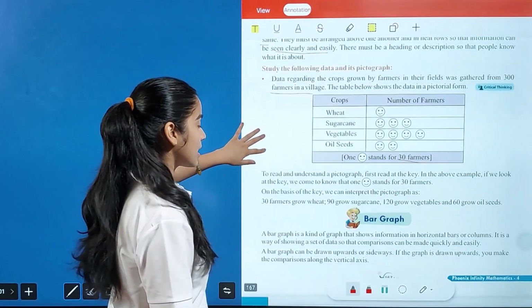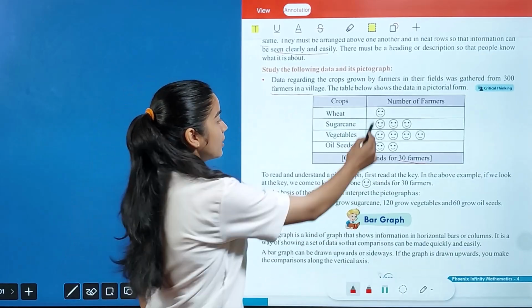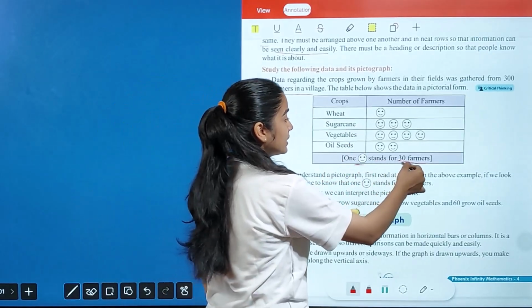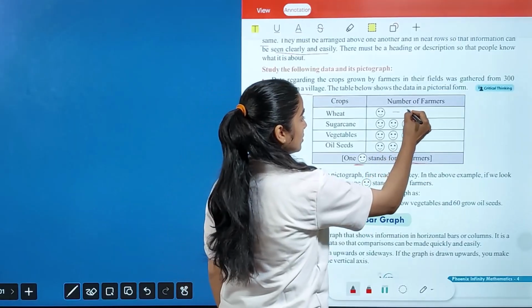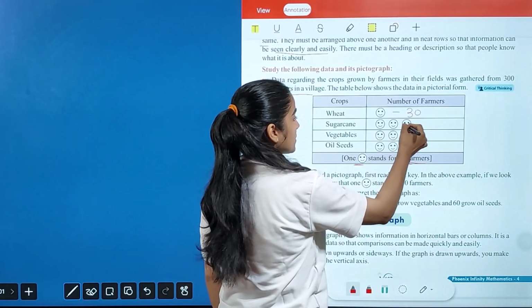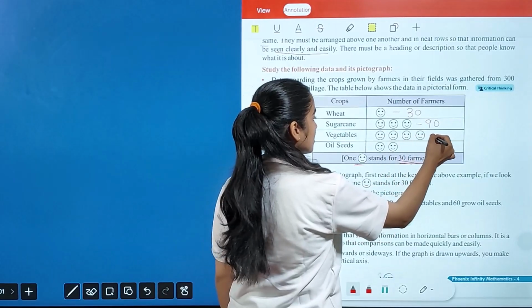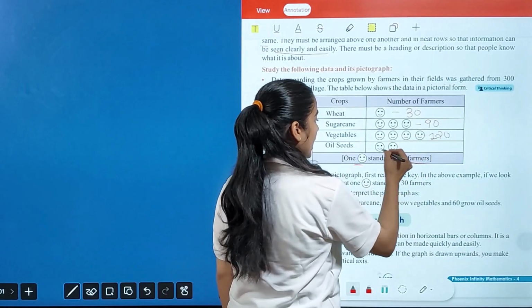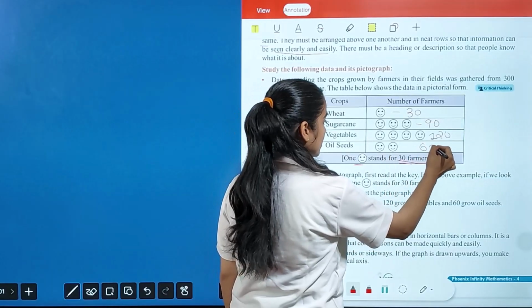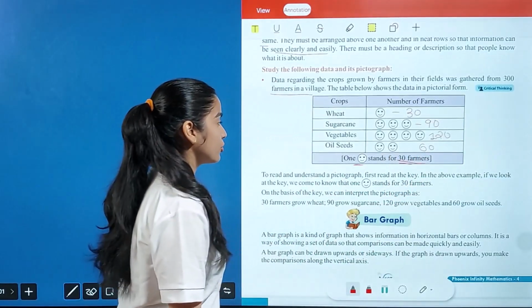So how many farmers are growing the wheat crop? If each smiley represents 30 farmers, then this is 30. 3 plus 3 plus 3 is 90. 3 plus 3 plus 3 plus 3 is 120, and 3 and 3 is 60. So this is the interpretation of your data.